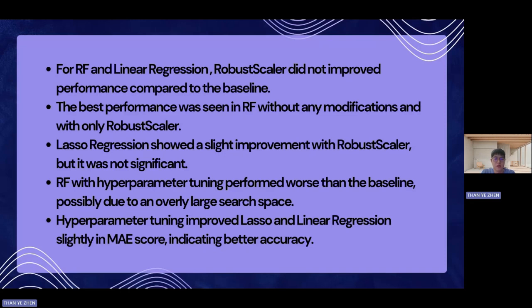Lasso regression showed a slight improvement with robust scaler, but it was not significant. Random forest with hyperparameter tuning performed worse than the baseline model, possibly due to an overly large search space. As for hyperparameter tuning, it did improve lasso and linear regression slightly in MAE score, indicating better accuracy.